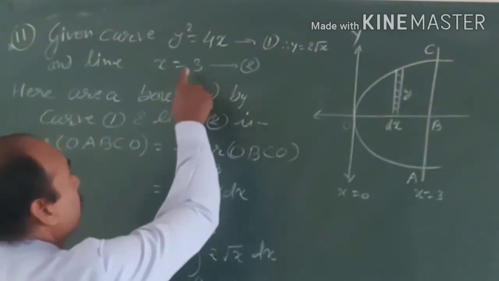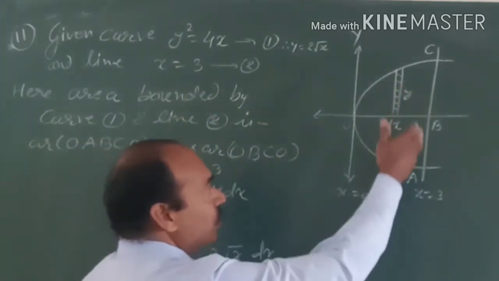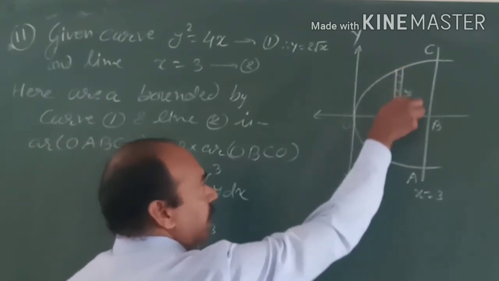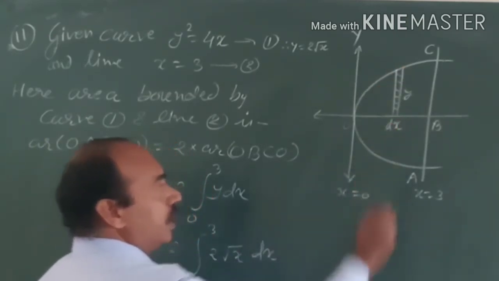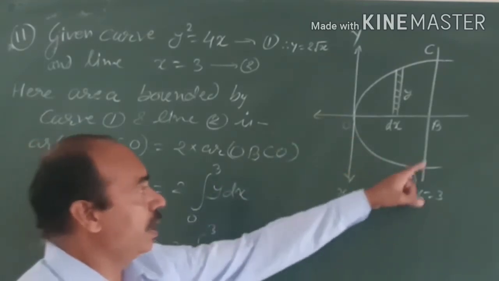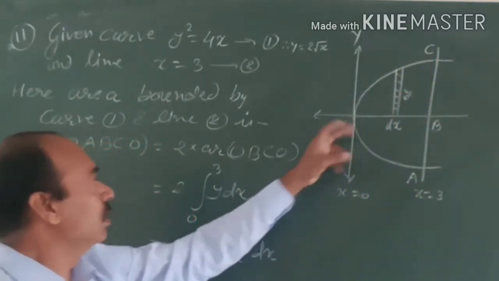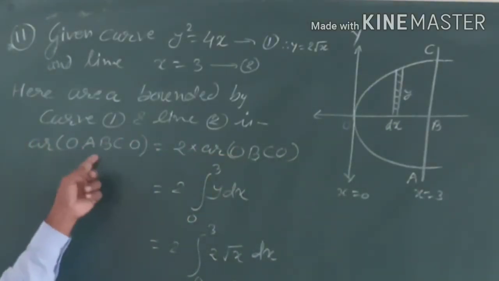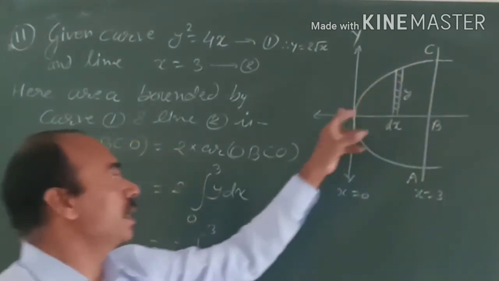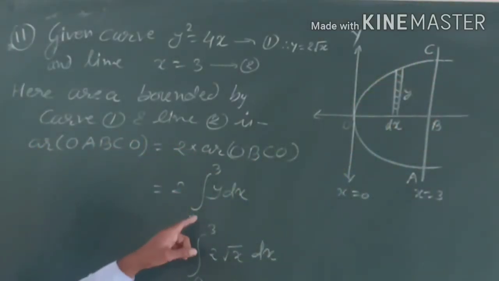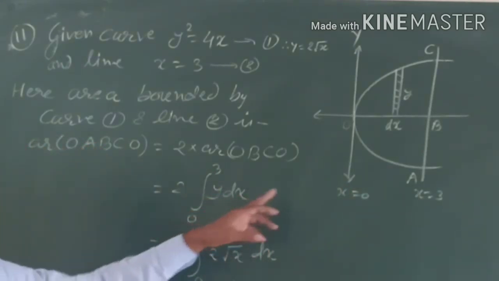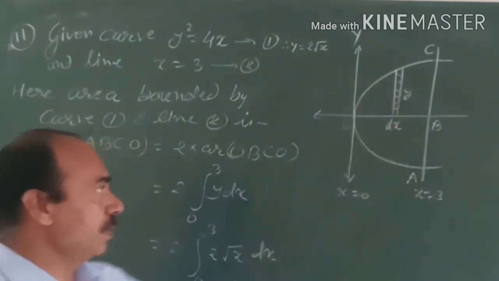And x is equal to 3 is the line. Take a small strip. This is the height y and the width is only dx. The area O, A, B, C, bounded by this curve and line, is 2 times the area O, B, C, O. So 2 times as it is, and it is the integral from 0 to 3 of y into dx, which is the area of this strip.